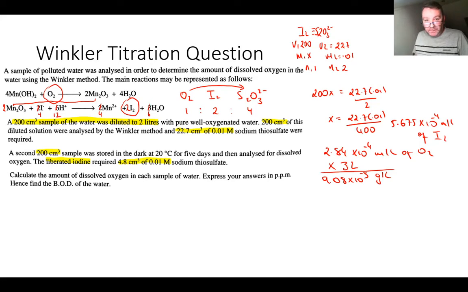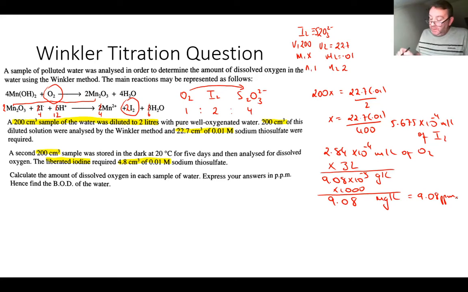grams per litre. But because it's an environmental question and it's a natural level of oxygen in water, we have to turn it into parts per million. So grams must go to milligrams per litre, which means I'm going to multiply by 1,000. And that's going to give me 9.08 milligrams per litre, which is 9.08 parts per million of O2. Alright, so that's the first one.